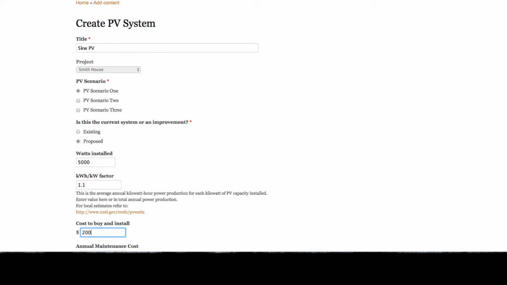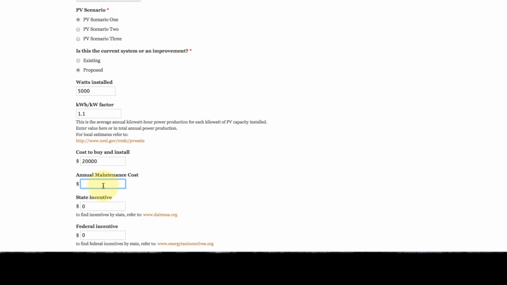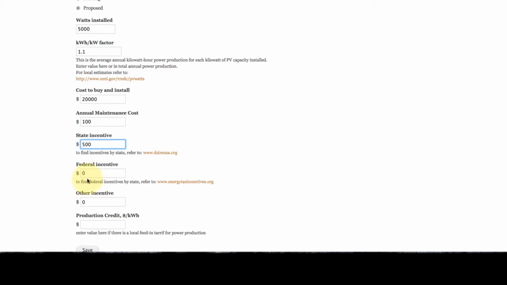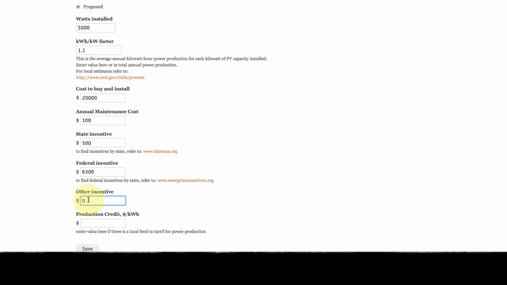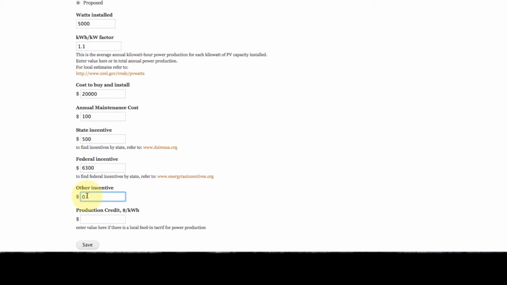We have a $20,000 installation cost. Maintenance is estimated to be about $100 a year. We have a state incentive of $500 on this system, a federal incentive of $6,300. No additional incentives, but you could put something in here if your utility or other entity offers an incentive.